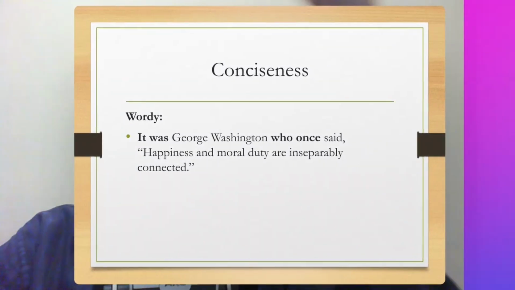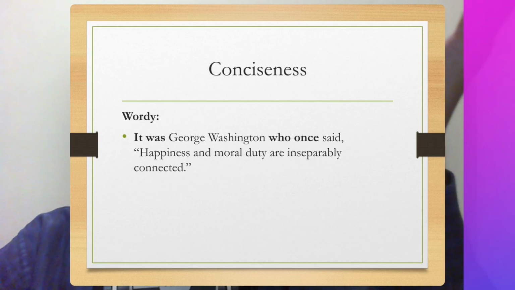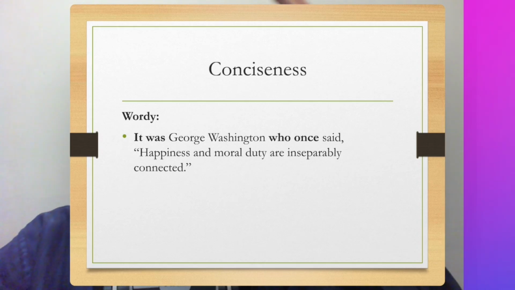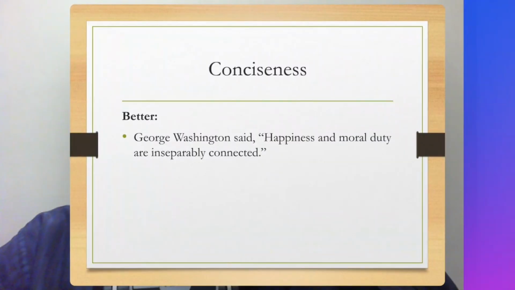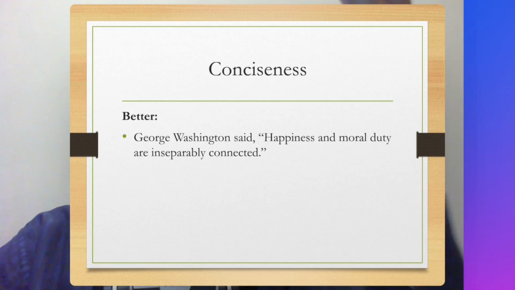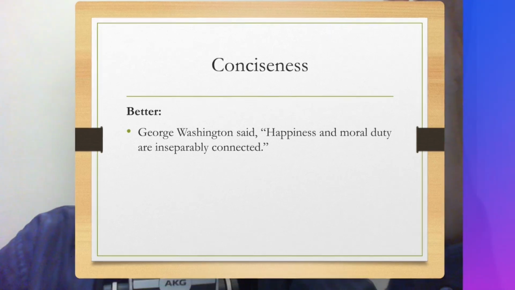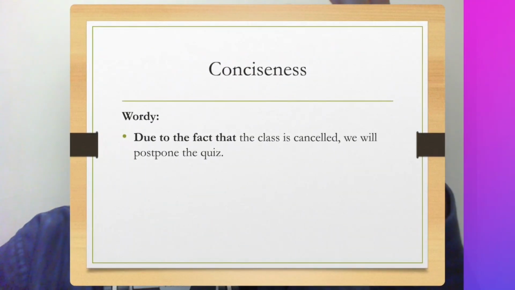Now let's look at this. It was George Washington who once said happiness and moral duty are inseparably connected. Now let's look at the solution. It's very, very simple. George Washington said happiness and moral duty are inseparably connected. So you see the difference that it makes when you make it more concise.